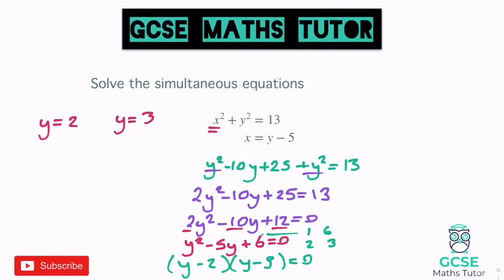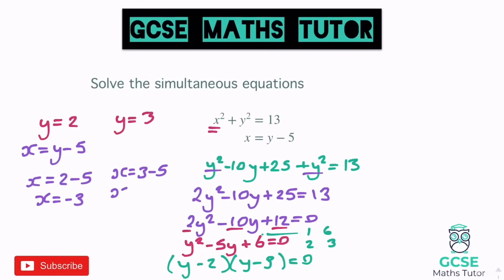So if x equals y take away 5, then I can find x for both of these coordinates. All I have to do is take away 5 from both of them. So when y is 2, we get x equals 2 take 5, so x equals negative 3. And for the one on the right there, we've got x equals 3 take away 5 when y is 3, so that gives us x equals negative 2.